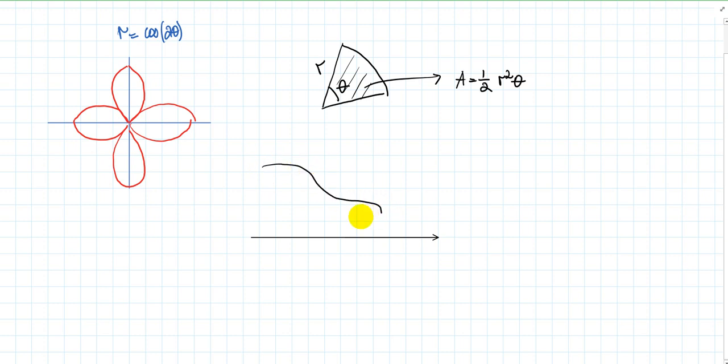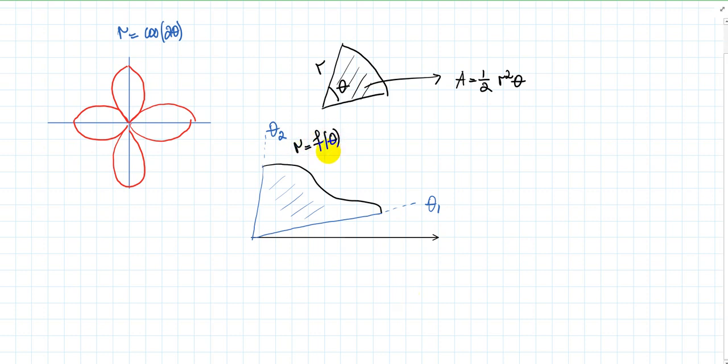Like this kind of curve. And I would like to find the area of the curve between two angles, theta 1 and theta 2. Okay? I would like to find this area, basically. This curve is given as the function r equals f of theta, right?